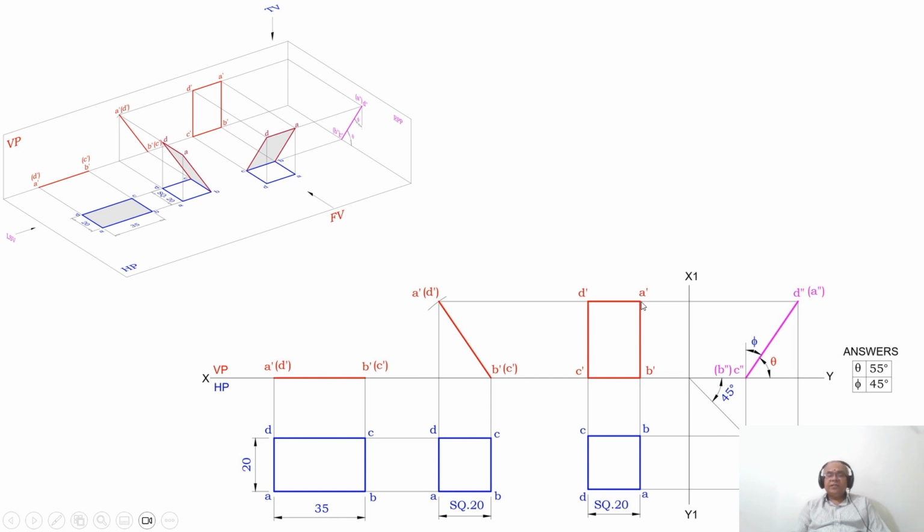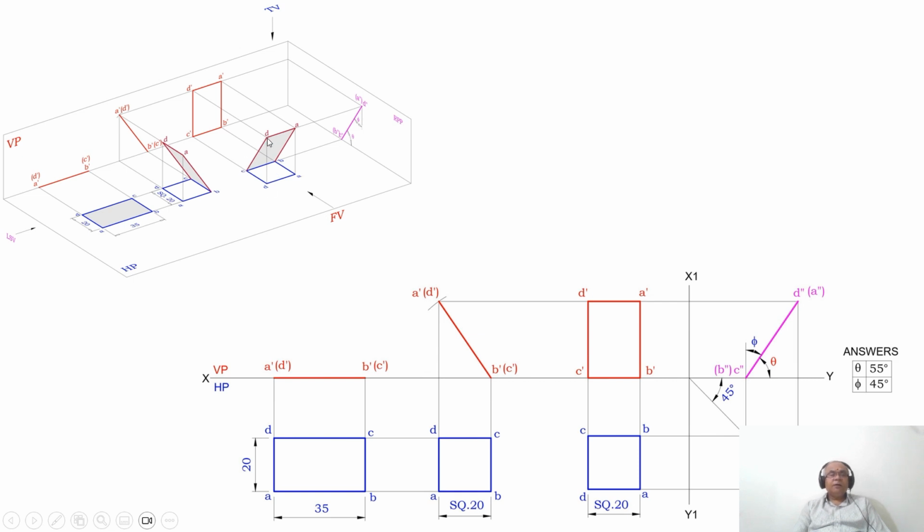Once you get this, now I need to write the profile view, because this is the surface inclination here. In this top view and front view, you are not able to get the surface. You are not able to see the perpendicular surface, because the surface is inclined to both HP and VP. In this case, the surface is inclined to HP but perpendicular to VP. Therefore, you are getting a line here. But here, the surface is also inclined to VP, and the surface is also inclined to HP. So the surface inclination is both with respect to HP and VP.